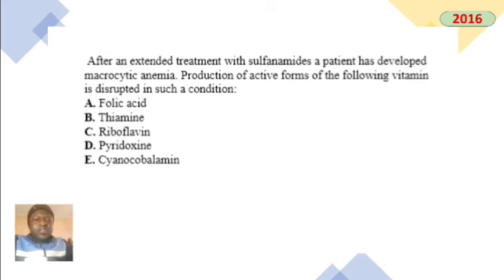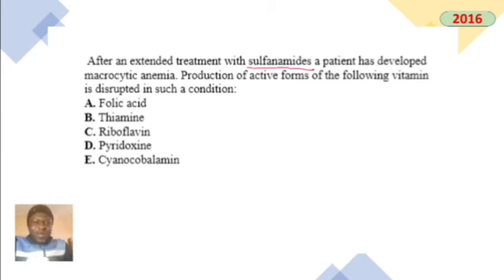After an extended treatment with sulfonamides, a patient has developed macrocytic anemia. Production of active forms of the following vitamin is disrupted in such a condition, right? So we want to form the active form of... let's put it this way. If you know your PABA pathway, there is something called tetrahydrofolate. Yes, I remember it. Tetrahydrofolate, right? So it comes from folic acid.